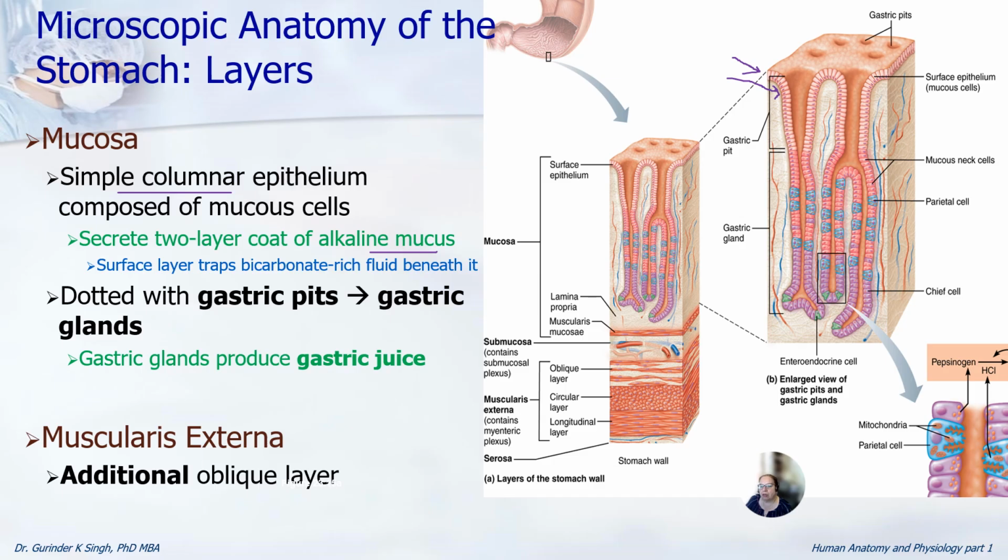The stomach also has lots of openings, what we call gastric pits. You can see these gastric pits present here. These gastric pits open up into these lumen structures, and then the epithelium continues there. These gastric pits contain what we call gastric glands. We're going to look at different types of cells present in them.